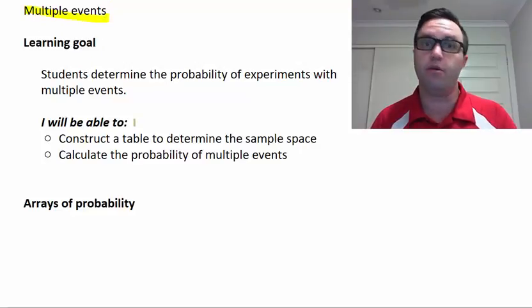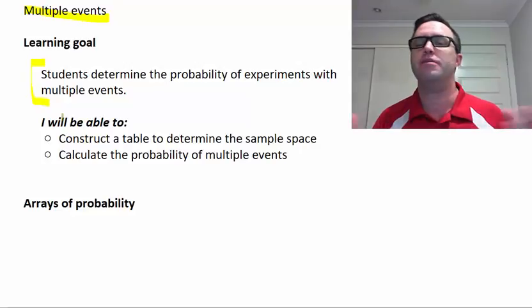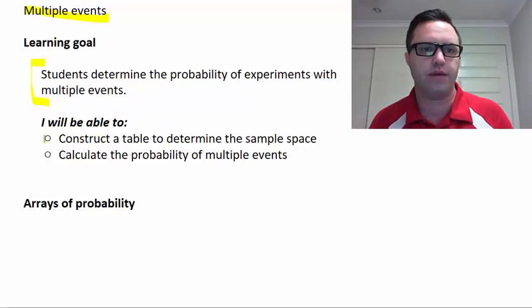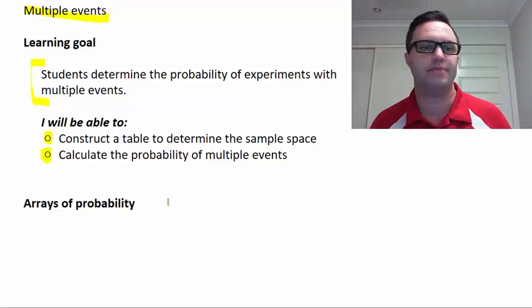Going to be talking about multiple events for this one, and our learning goal is that you can determine the probability of experiments with multiple events. And at the end of this section, you want to be able to construct a table to determine the sample space and calculate the probability where multiple events are happening.